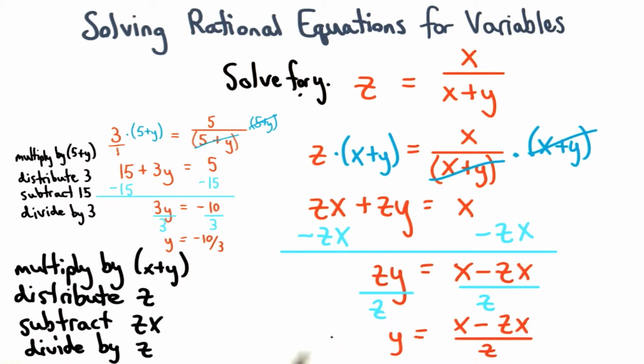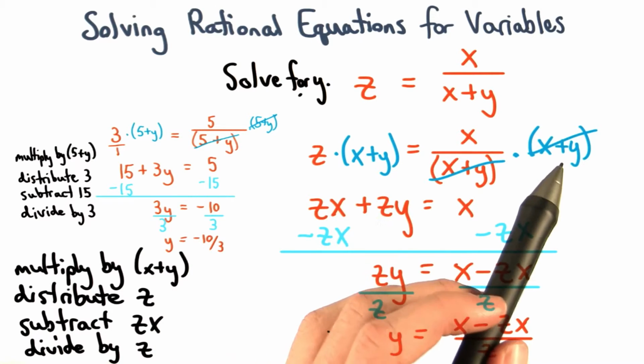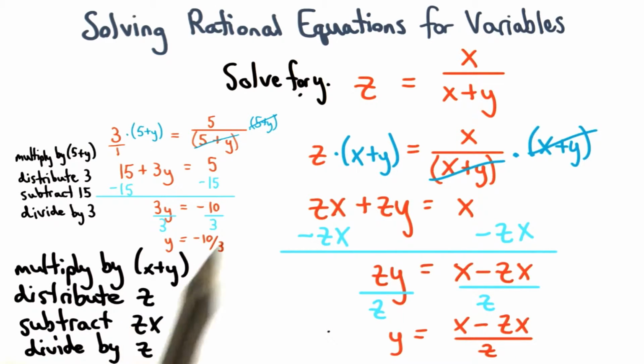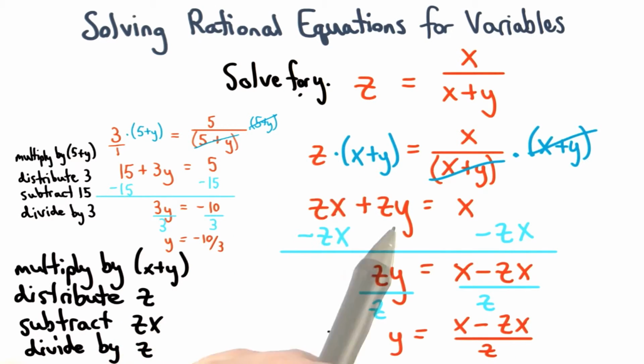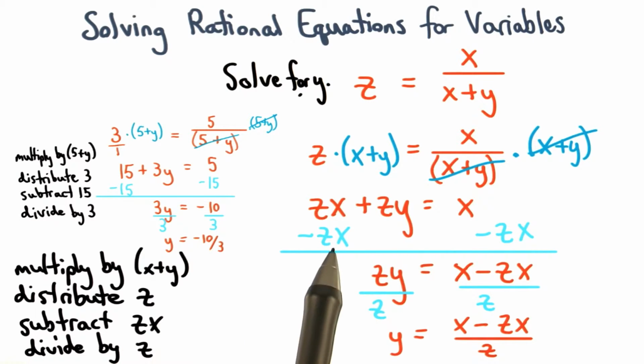So in this work, we really multiplied by x plus y first, then we distributed the positive z to each of these terms. Next, we subtracted zx from both sides of our equation to get the y alone on one side. And to solve for y, or to get 1y, we divided by z, which gave us our final answer.